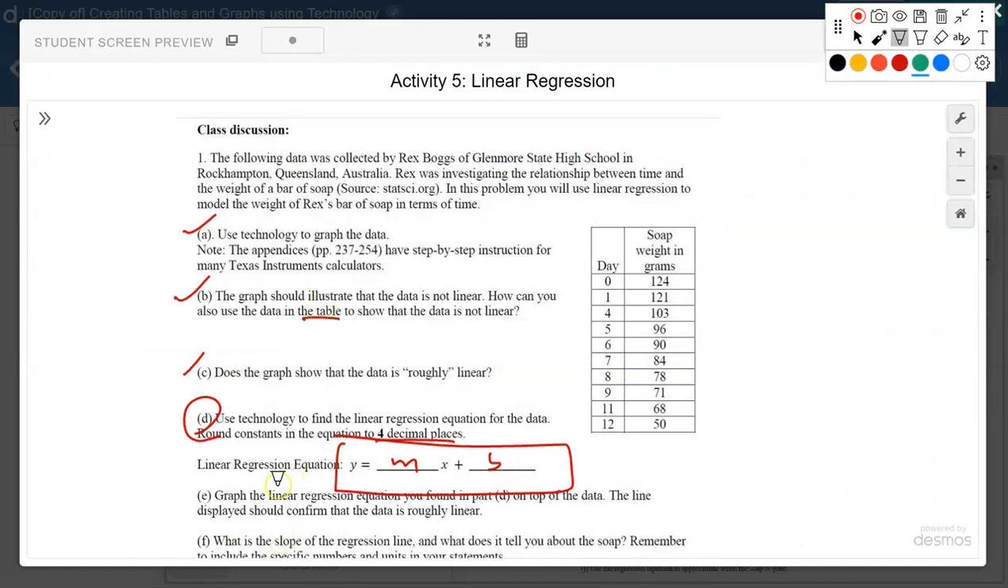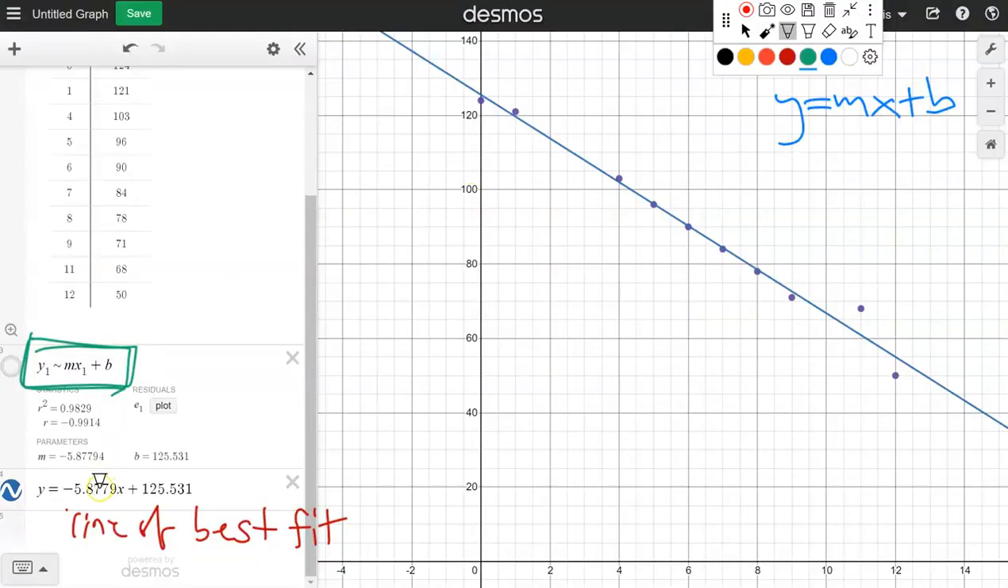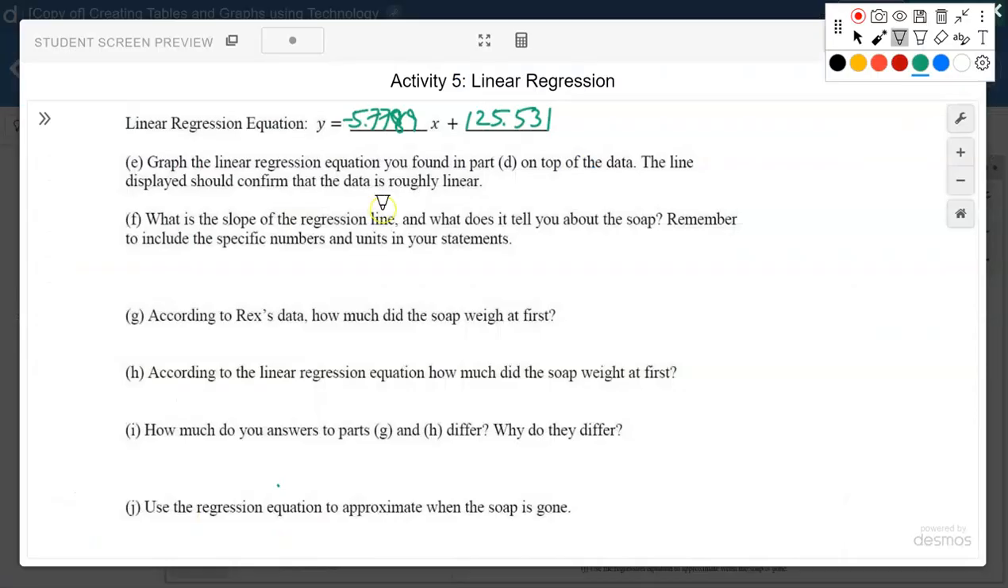And then it says here, graph the equation, the linear regression equation. The line display should confirm that the data is roughly linear. So yes, when you type it, it's automatic that you will see the graph, and it's roughly linear because most of the points are on the line. Okay, let's go back to our questions. Here again we have our linear regression equation, y equals -5.7789x plus 125.531.